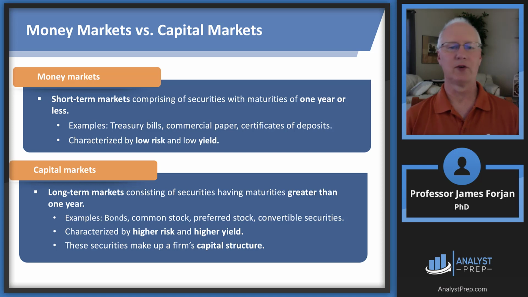We'll go ahead and talk about treasury bills and commercial paper, low yield and low risk. On the other hand, capital markets have these long-term fixed income securities and equity securities, including stocks and convertible securities. These tend to have greater risks, and we'll talk about all those different kinds of risks, and then a higher yield. And so when these securities are issued by businesses or corporations, then they make up the capital structure on the right-hand side of the balance sheet.